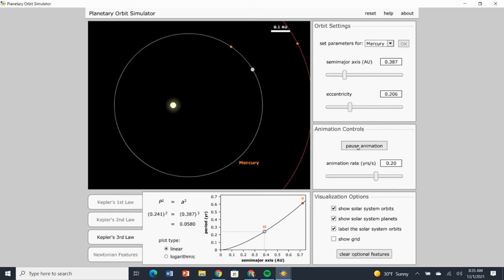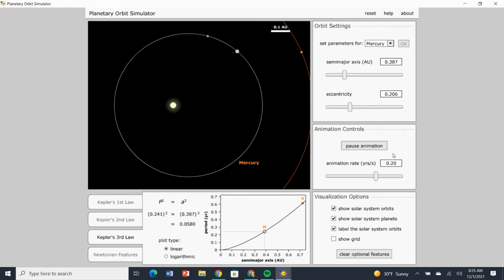You're going to fill in the answers on the data table. What's really important when you're filling out the data table is to notice the formula right here, P squared equals A cubed, and these two numbers right here. I also want you to notice the M stands for Mercury, and it talks about the semi-major axis versus the period. So go ahead and pause and record the information for planet Mercury.